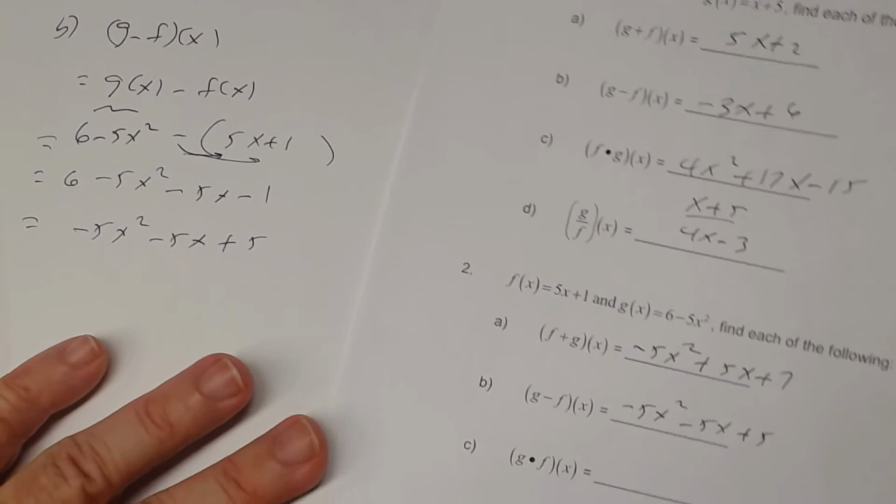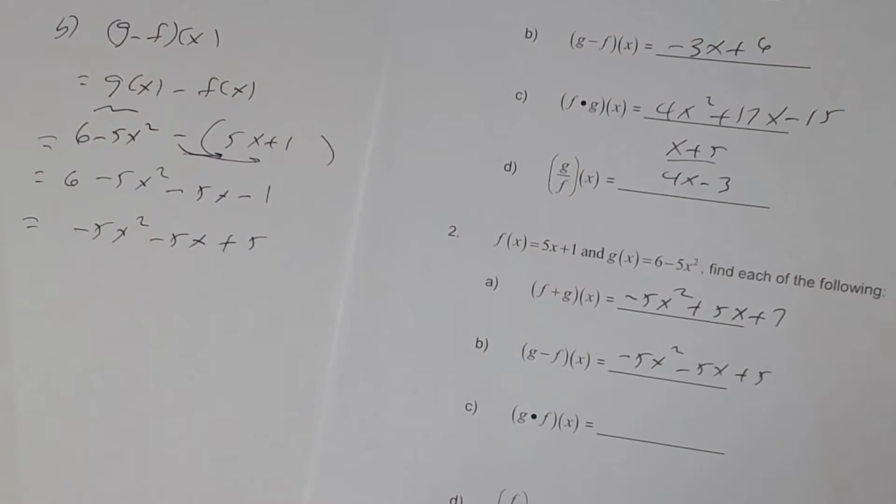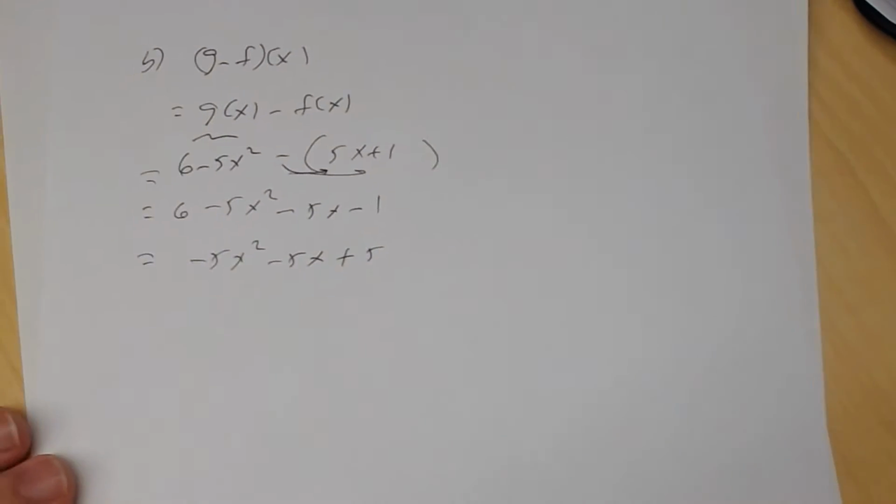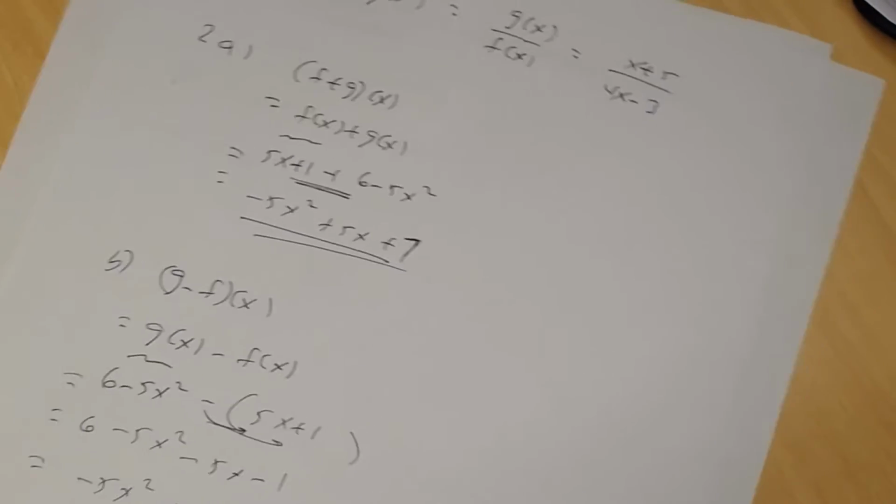All right. Letter C is where I'm multiplying those two functions. Okay, so let's go ahead and multiply them. So this is letter C.